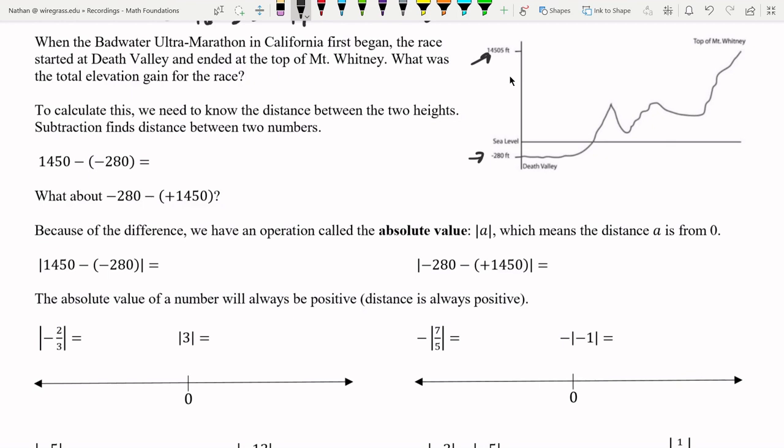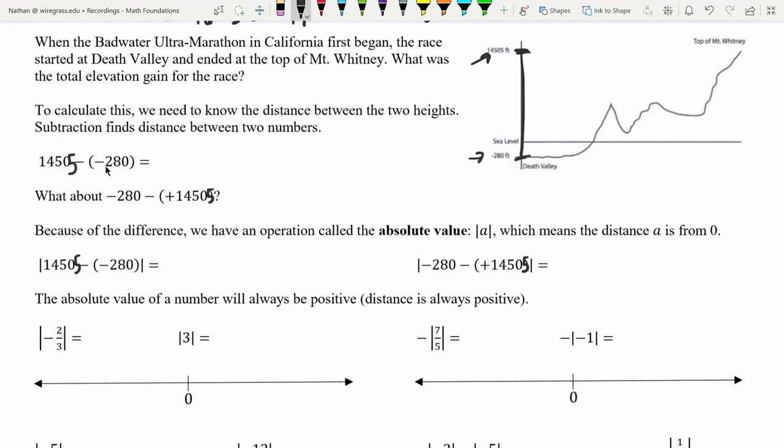Now, to do this, what we're doing here is we're calculating a distance between these two numbers. Distance is, we're talking about this distance here. We can actually think of this as a number line going vertically. And to find distance, we do subtraction. That's what subtraction does, it finds distance. So we're going to subtract these two numbers. I'm going to subtract this number minus this number. This is 14,505, so I just forgot a 5 there in the end.